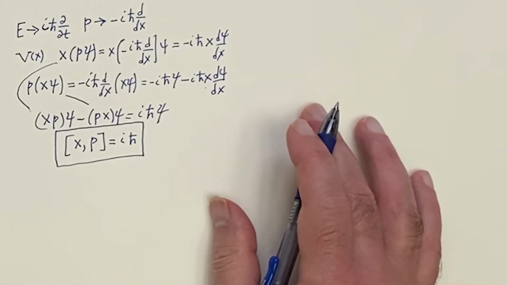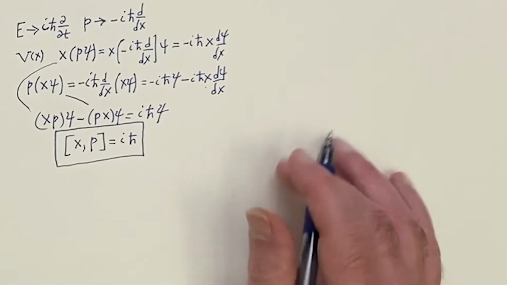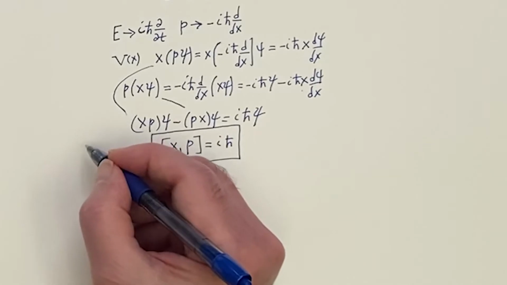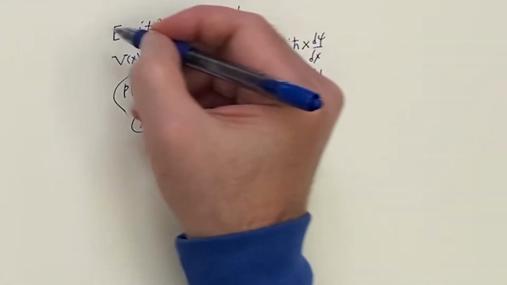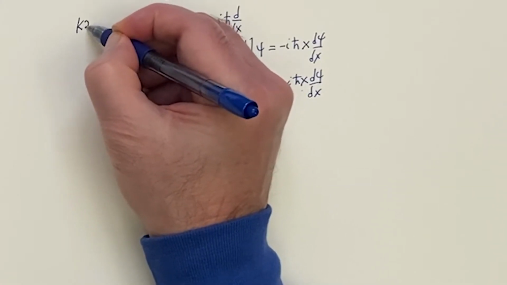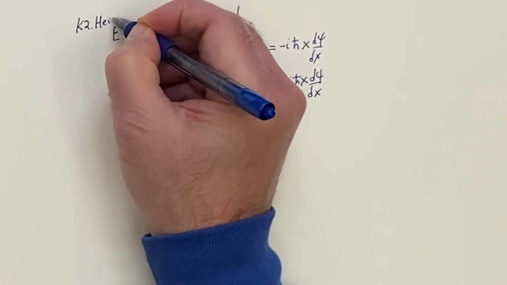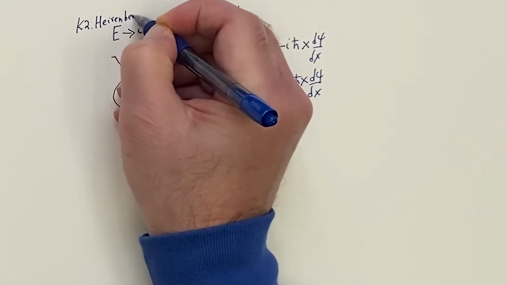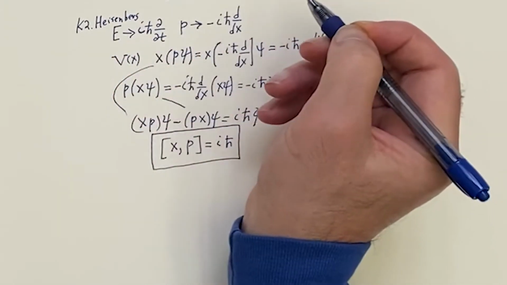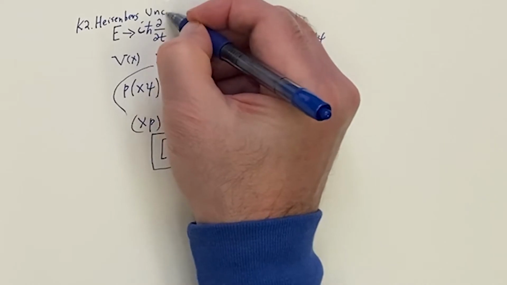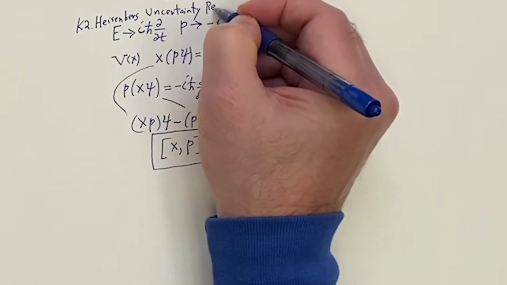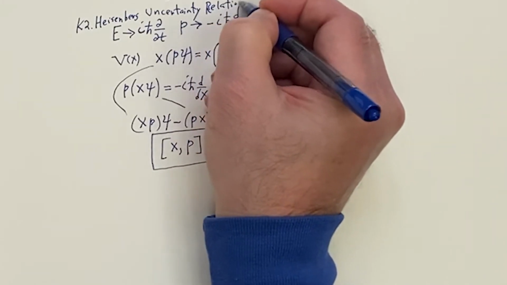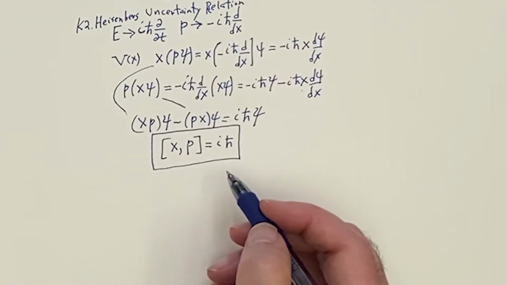So what we should do here is put a little title in this section here. And let's just say that this analysis here, let's go ahead and put it maybe up here, K2 somewhere, a Heisenberg uncertainty relation, with this little analysis here.